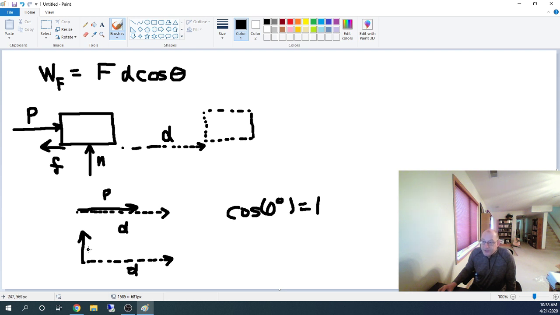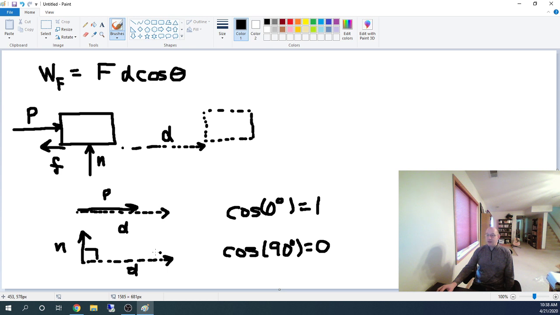And you'll notice that this angle, so this is N, this angle is a perfect 90-degree angle because one is to the right and one is straight up. So this would be the cosine of 90 degrees. And if you check that on your calculator or remember it, that's 0. So that means the work done by the normal force, no matter how big the normal force is, no matter what the distance is, the work done would be 0.